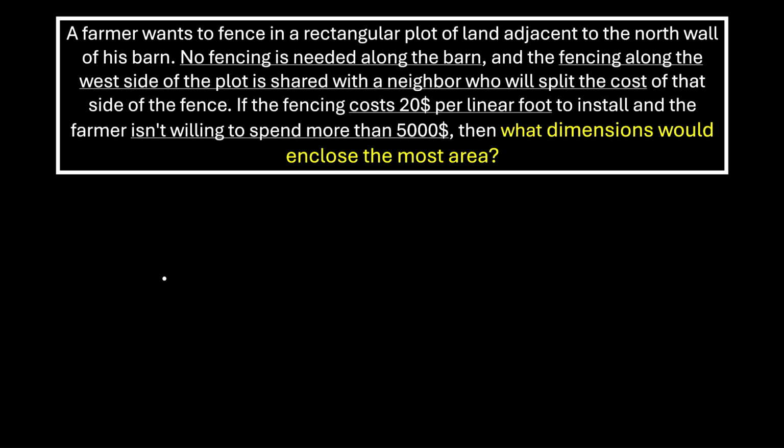Our final problem here. A farmer wants to fence in a rectangular plot of land adjacent to the northern wall of his barn. No fencing is needed along the barn, and the fencing along the west side of the plot is shared with a neighbor who will split the cost of that side of the fence. If the fencing costs $20 per linear foot to install, and the farmer isn't willing to spend more than $5,000, then what dimensions would enclose the most area?